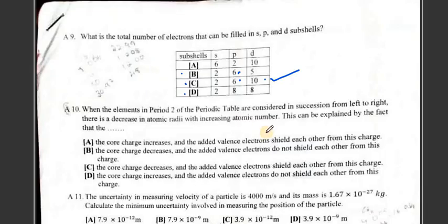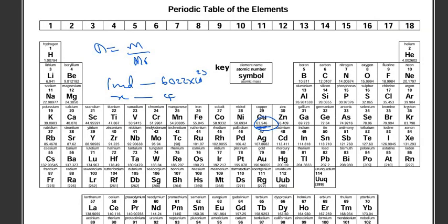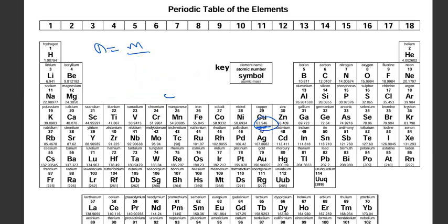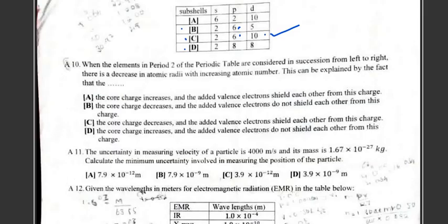That's what you have. Then number 10, they are saying when the elements in period 2 of the periodic table are considered in succession from left to right in the second period. So if we are here, the period we are discussing is the second one here, if I'm not mistaken. This guy here should be the second period. This is the first. So let me see. In succession from left to right, there is a decrease in atomic radii with increasing atomic number.